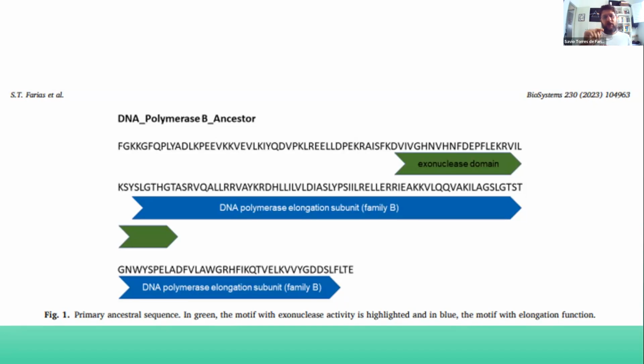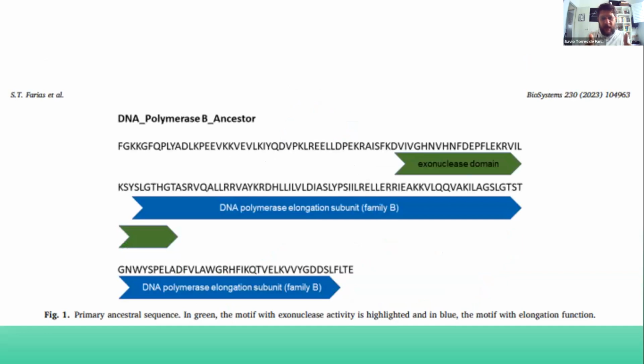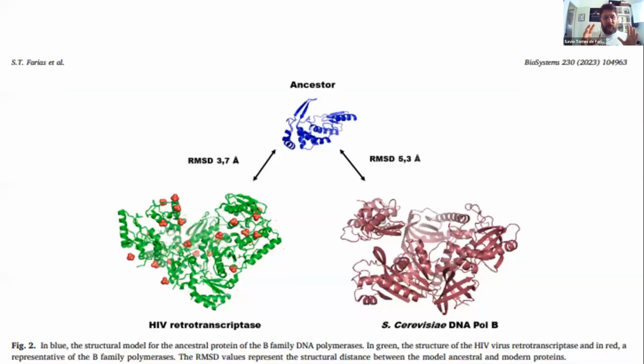But when we reconstructed the ancestral structure and compared it with the modern DNA polymerases and the reverse transcriptase, the ancestral structure is more similar to the reverse transcriptase than to the modern DNA polymerases. This is fascinating because when I looked at the sequence, I can identify elements of the DNA polymerases, but in structural terms, the structure is more similar to the reverse transcriptase.